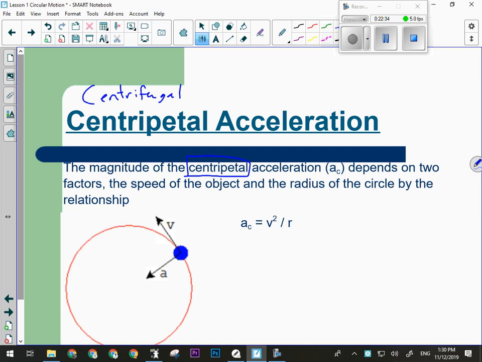Centrifugal means center fleeing, or going away from the center. Centripetal means center seeking. There's actually no such thing as centrifugal force. There aren't any forces trying to pull an object straight out of a circle. There's inertia. Inertia lets the object travel in a straight line tangent to the circle. But it's not a force.